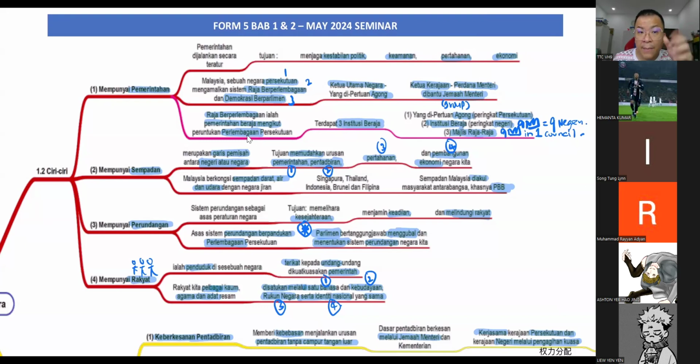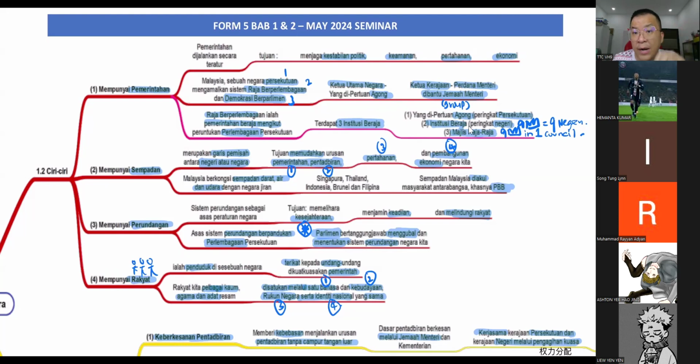So Raja Berpelembagaan basically is pemerintahan beraja mengikut perlembagaan. So we have 3 different levels of king system. There are 3 institutions. Institution means the king is not alone. The king is an institution, which means there's one group of people, like an organization. So we have Agong. Agong is for Malaysia, the ketua utama Malaysia. He is the highest, but he is not the most powerful. The most powerful is Majlis Raja, also known as King Council. King Council is 9 kings together. They have the power to fire Agong. So Majlis Raja will be the most powerful.